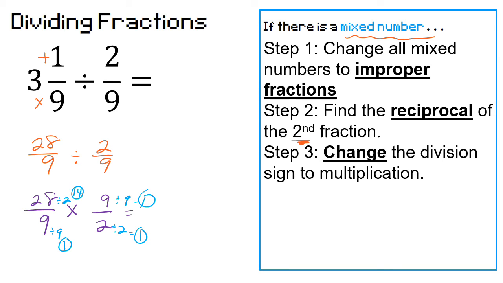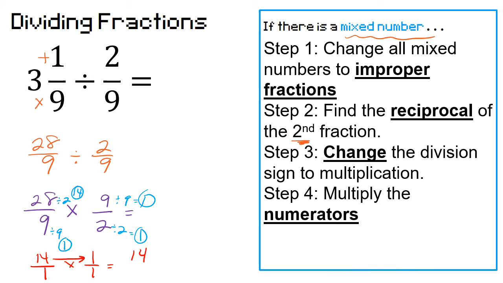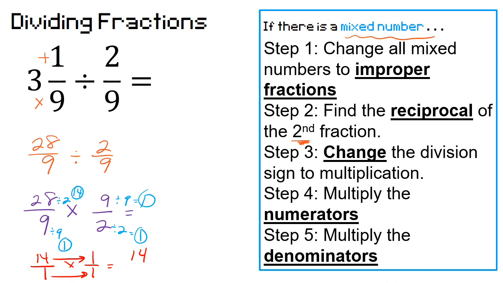So let's go ahead now and rewrite it after we cross simplified. So after we cross simplified, we have 14/1 times 1/1, and that's going to equal 14. And when we multiply our numerators, and we multiply our denominators, 1 times 1 gives us 1. So our answer, when we go ahead and simplify, is just equal to 14.